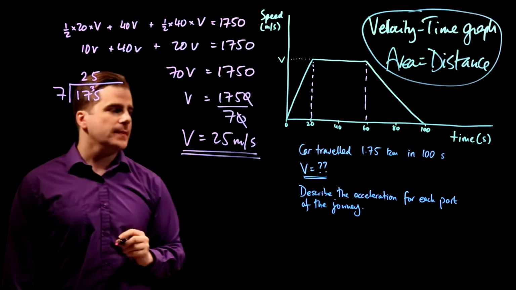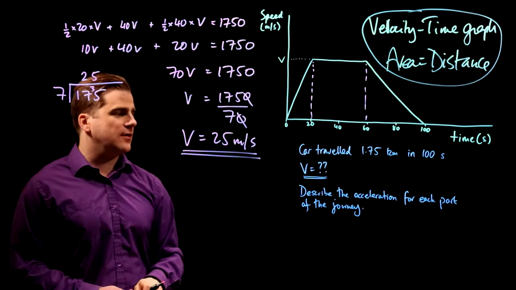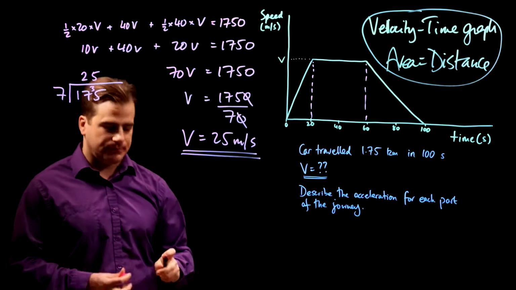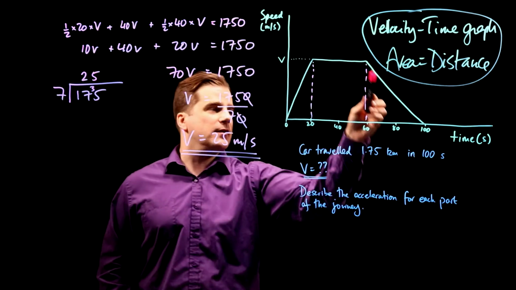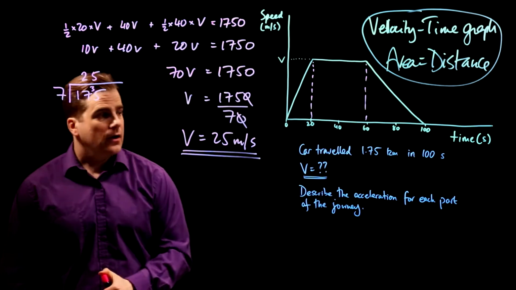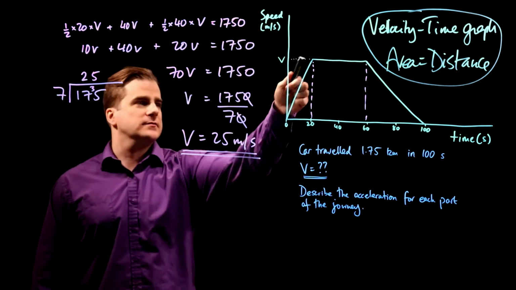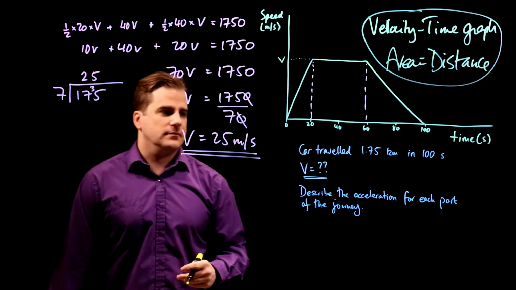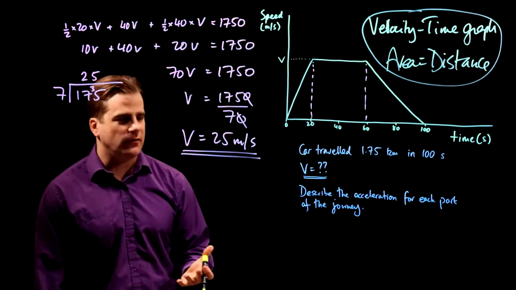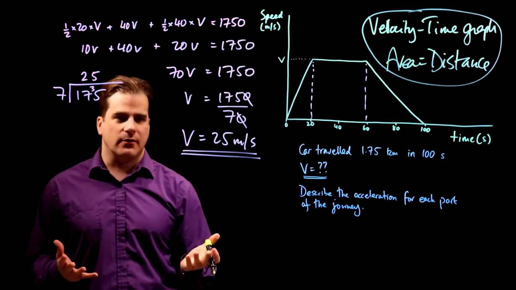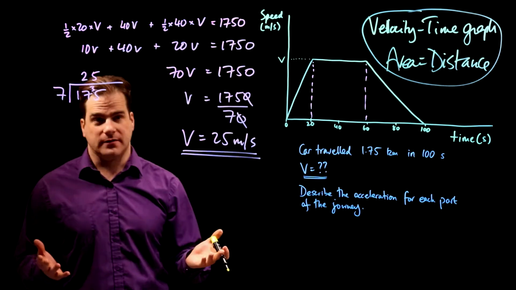Good. Right, for the last bit, it wants us to describe the acceleration for each part of the journey. So that means this part, and this part. Right, first part. It says describe. You don't have to work out the value, but let's work it out. There's nothing wrong with working out the value. You're more likely to get full marks if you do.